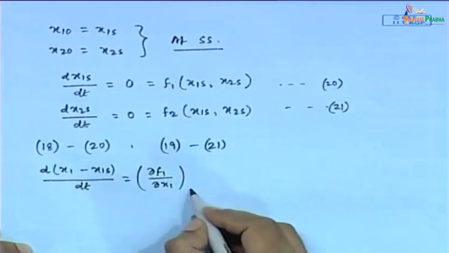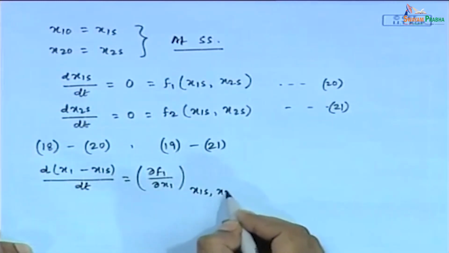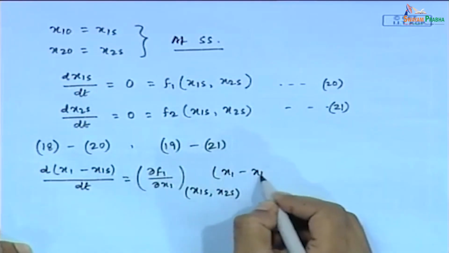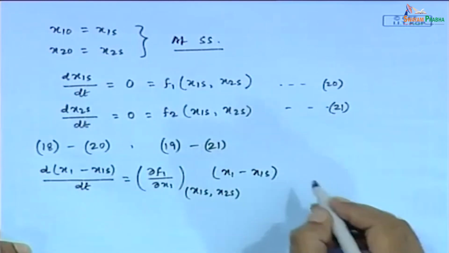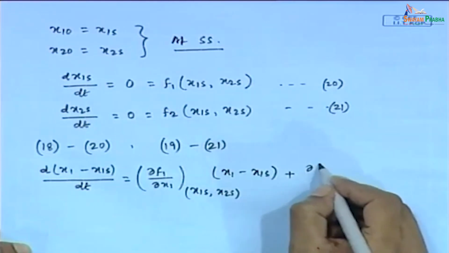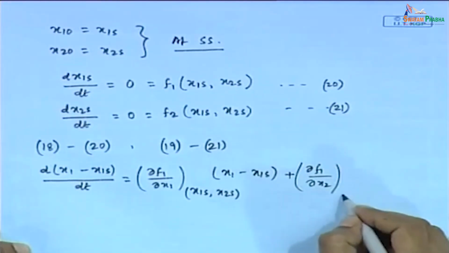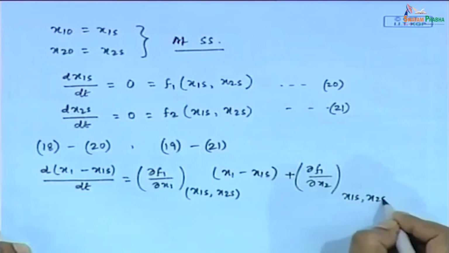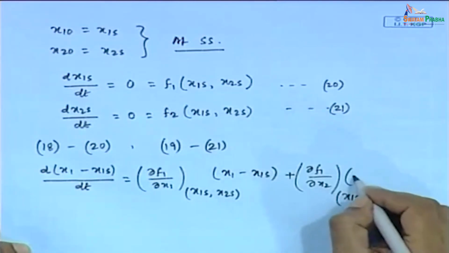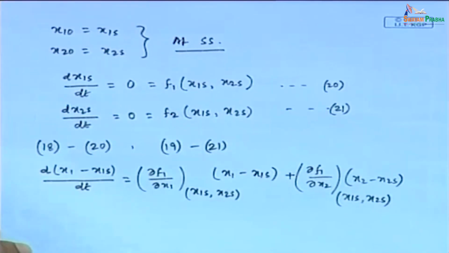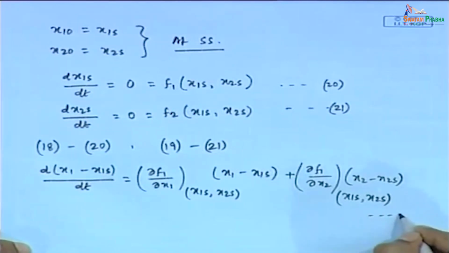the partial derivative of f1 with respect to x1 at x1s, x2s, multiplied by (x1 minus x1s), plus the partial derivative ∂f1/∂x2 at x1s, x2s, multiplied by (x2 minus x2s). Fine. So, we will give some equation number, say equation 22.